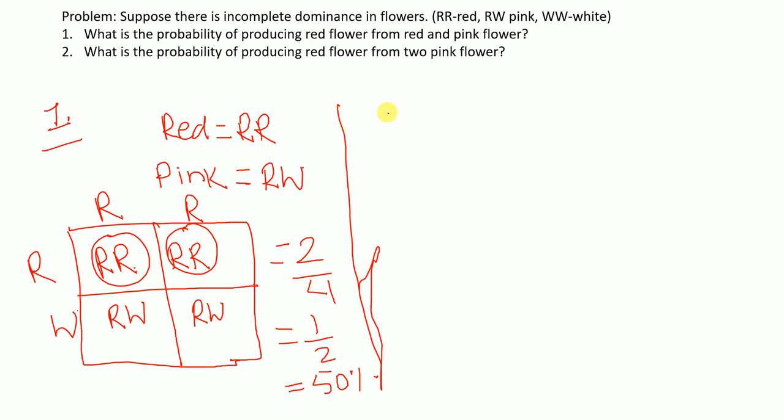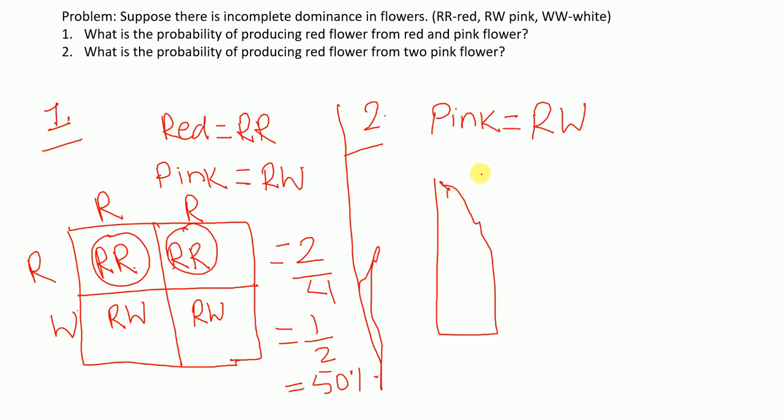Now moving to question number 2. Question number 2 is what is the probability of producing red flower from 2 pink flowers? So what is the genotype of pink flower? Pink, we have RW. Okay, let's again create Punnett Square.